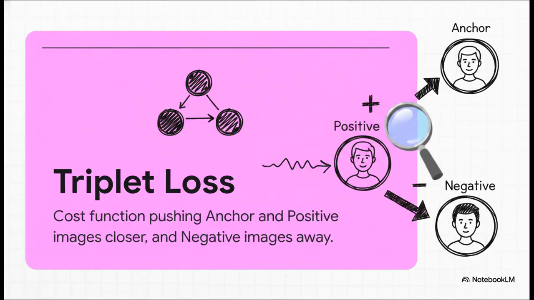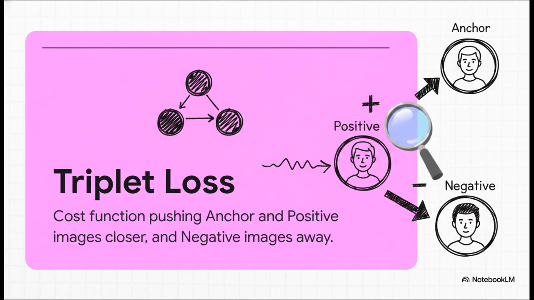Now what if you literally only have a handful of images? Like setting up Face Unlock on your phone. You can't train a traditional model on one selfie. For this, we use one-shot learning with a Siamese neural network, and we train it using something called a triplet loss function. It sounds complicated, but here's how it works.